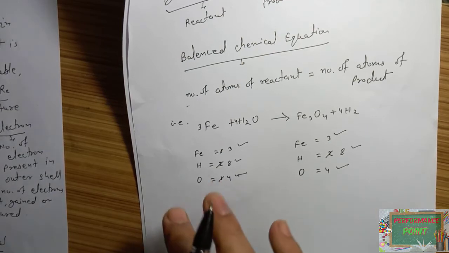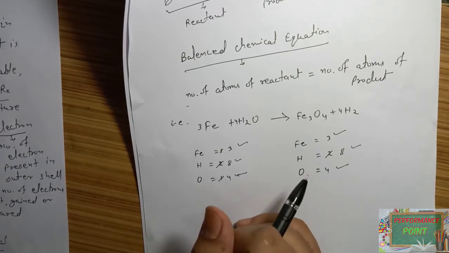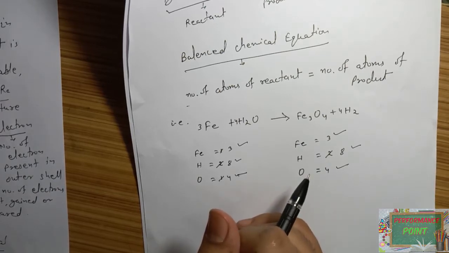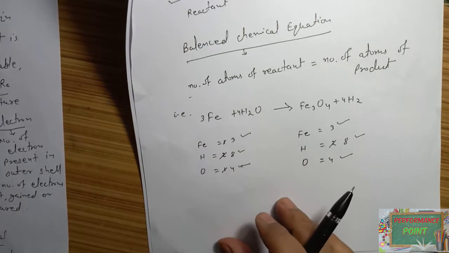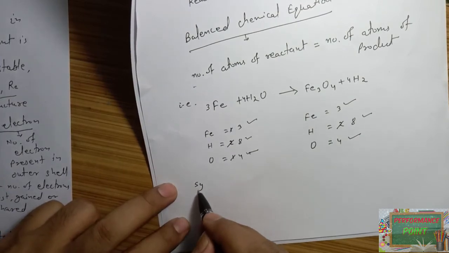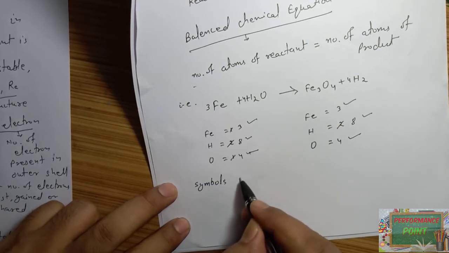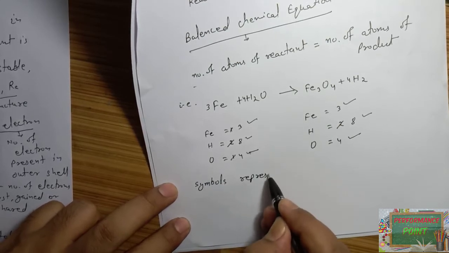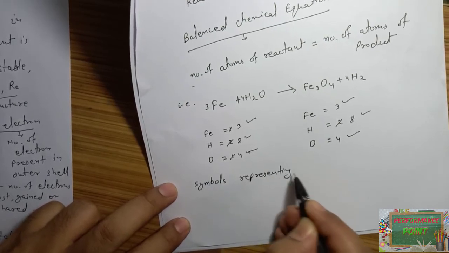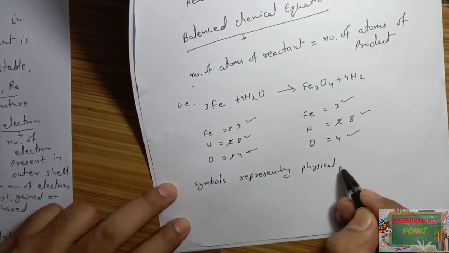After balancing it, we need to write some symbols which represent the physical state.